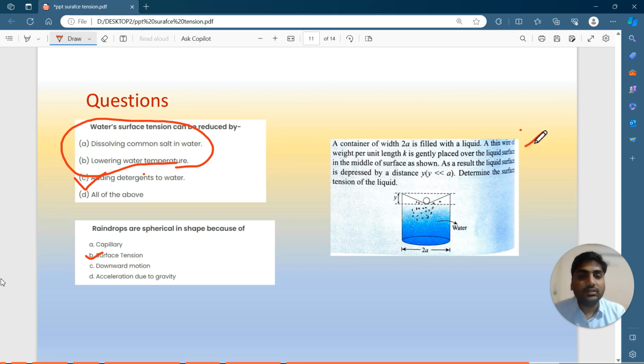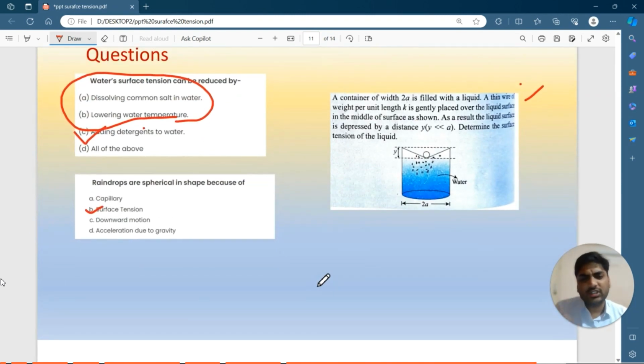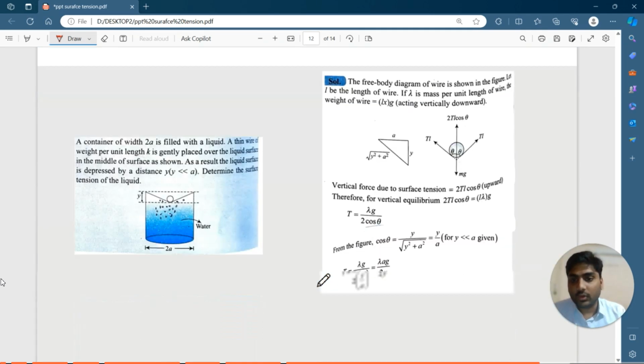This is a numerical question. Just think about it. It is just based on the FBD we drew earlier. Please pause the video and try to solve it. Now I am proceeding to the solution. Just pause and think. This is very easy. It might appear very difficult to some, but this is very easy. Okay.